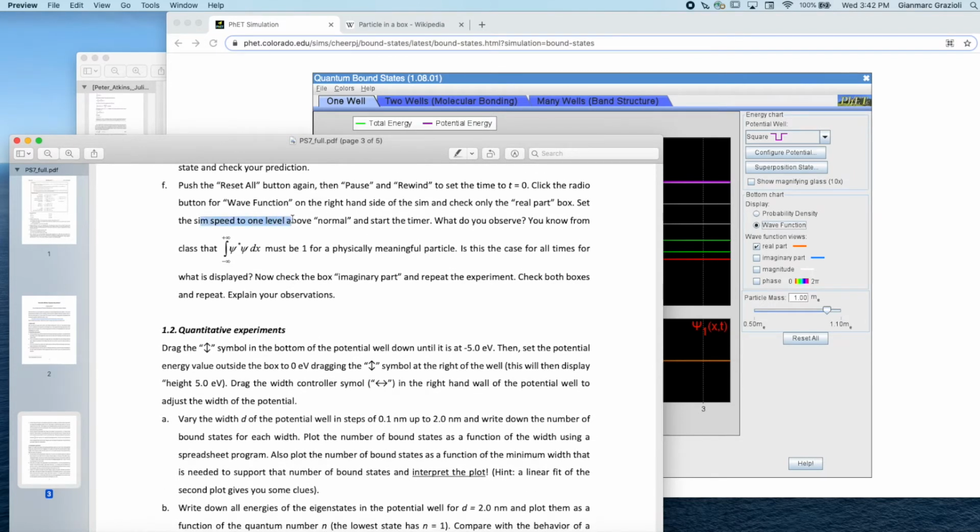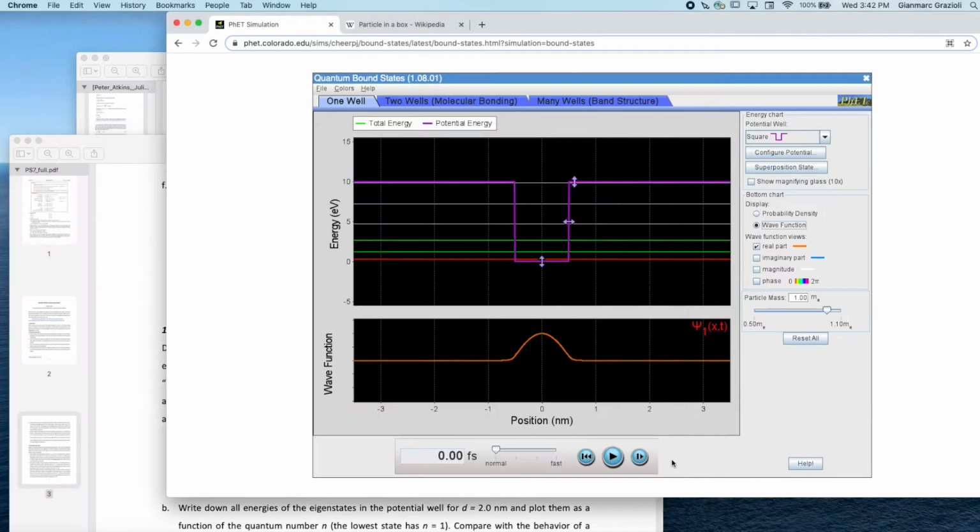Set the sim speed to 1 level above normal. Okay, I guess that's 1 level above normal. Now we're going to watch that. Okay, cool. So we're seeing this thing flap up and down. Hey, remember that demonstration from class where there's the two guys shaking that jump rope looking thing? It looked like this. It's the same kind of deal.